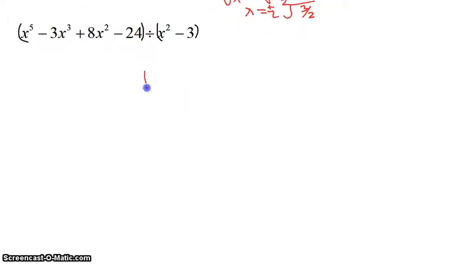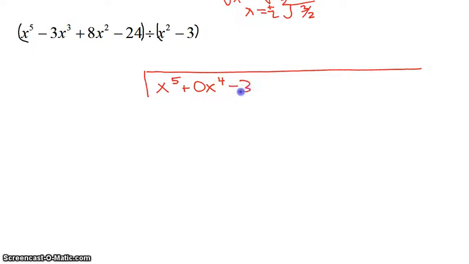So I'm going to start by making my long division symbol. And I'm going to start with x to the 5th. And then notice that I don't have an x to the 4th. So remember to add that 0 x to the 4th. And then I have negative 3x cubed plus 8x squared. And then I don't have an x term, so I'm going to put plus 0x and then minus 24. Do the same thing with my divisor. I've got x squared, but I'm missing the x term, minus 3.